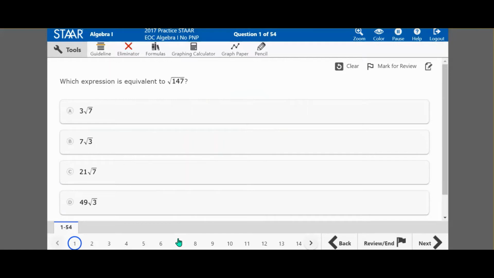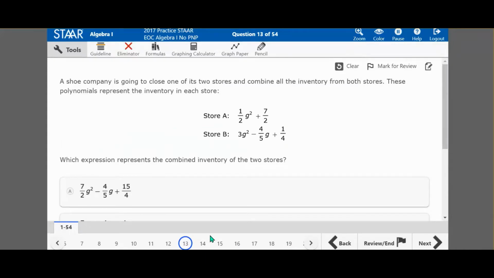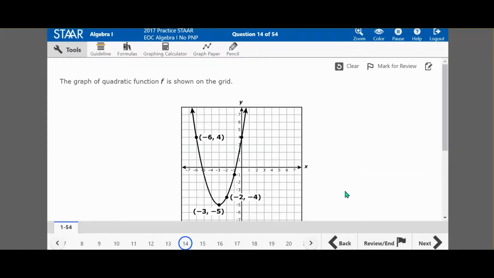This is a practice test, so I've done 1 through 13. Yep, 1 through 13. So let me do 14 through however many I get to.